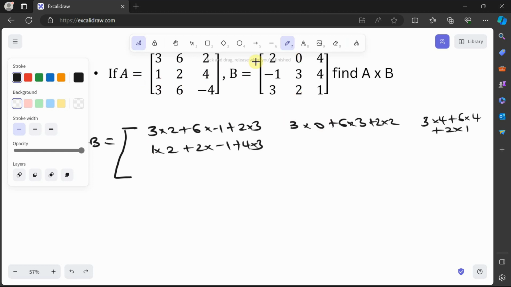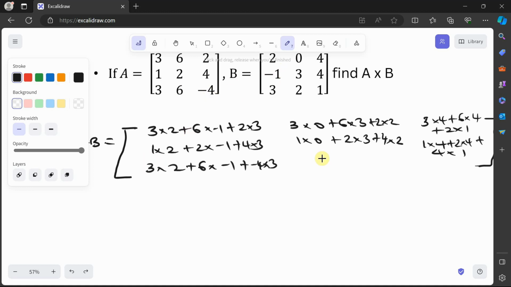That will be 1 times 0 plus 2 times 3 plus 4 times 2. And finally, for the last guy, that will be 1 times 4 plus 2 times 4 plus 4 times 1. And finally, for the last row, let me close this matrix. The last row, we'll say 3 times 2 plus 6 times minus 1 plus minus 4 times 3.